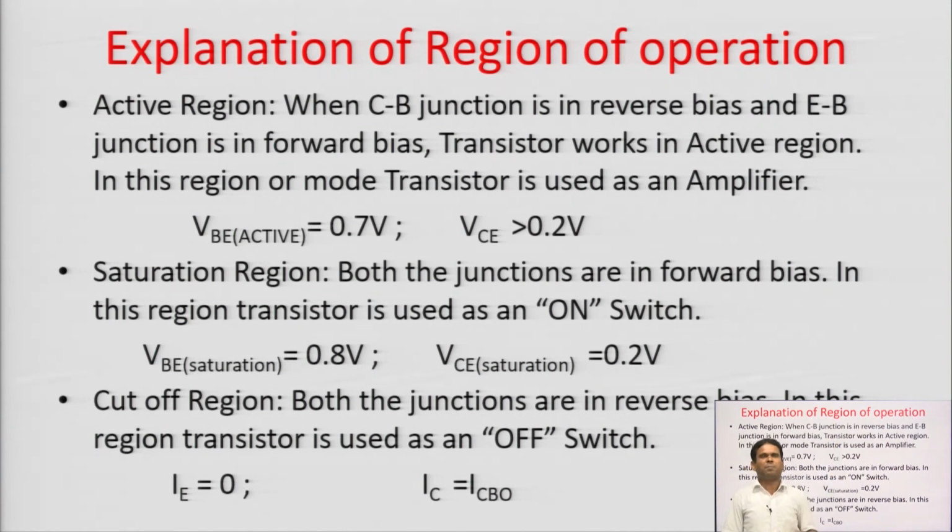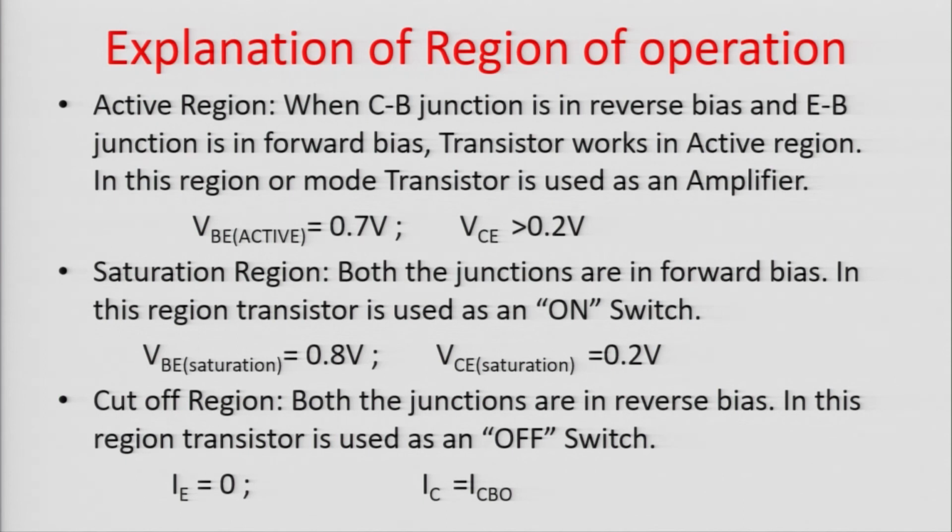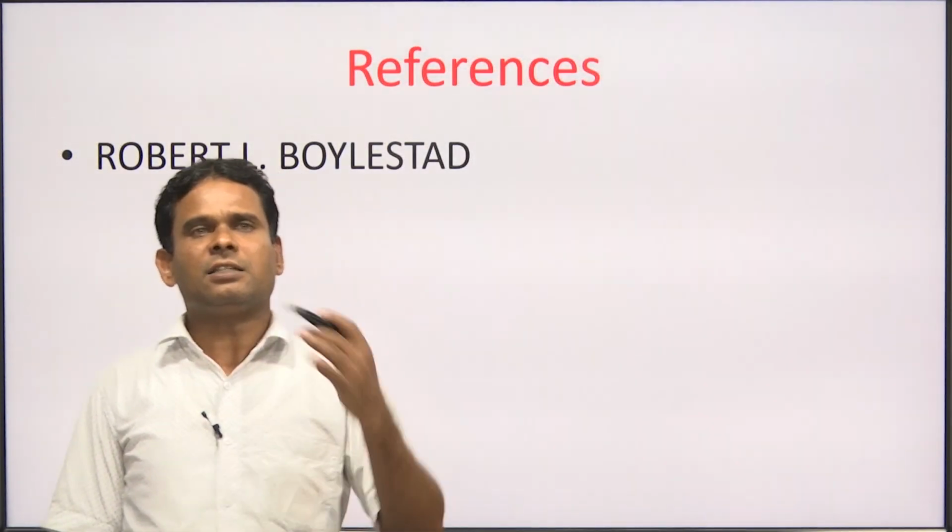So this is all about the explanation of the common base configuration. So guys, the overall conclusion is that we can use the transistor as an amplifier as well as a switch. In the active region the transistor is used as an amplifier, and in the cutoff and saturation regions we can use it as a switch. In the cutoff region the transistor is an off switch, and in the saturation region the transistor is an on switch.